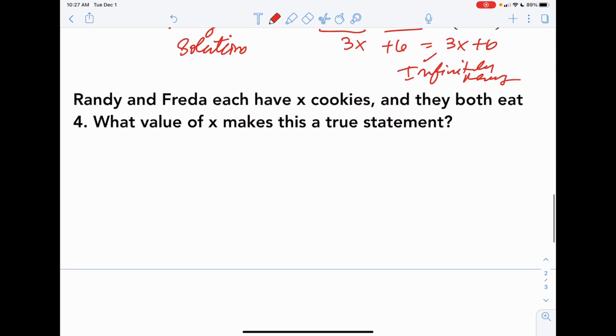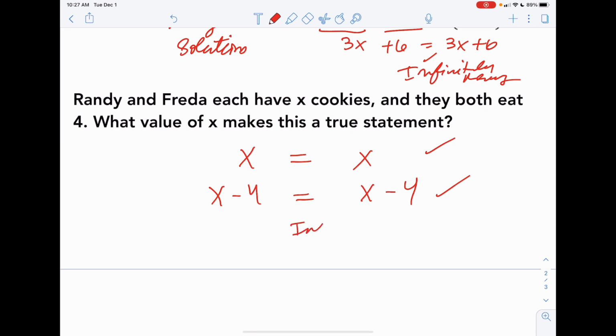All right, let's finish out with this situation. Randy and Frida each have x cookies, and they both eat 4. What value of x makes this a true statement? Well, Randy and Frida had x. They both had it, so x equals x. And then they both eat 4. So x minus 4 equals x minus 4. Well, it started true, and it continues to be true. But it doesn't tell us anything useful because we knew x minus 4 always would equal itself. So this is infinitely many solutions.